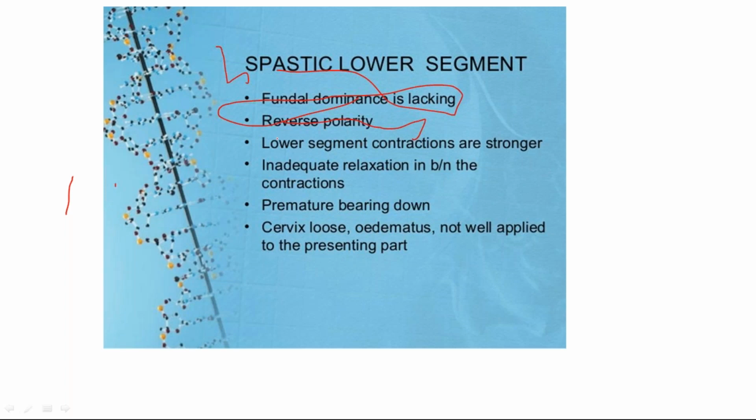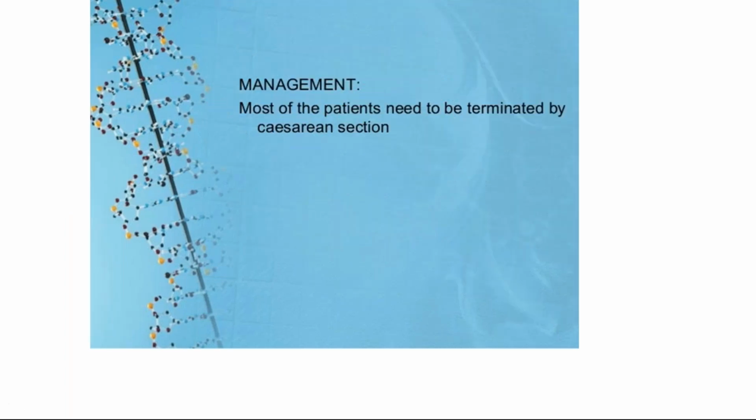The lower segment, instead of dilating and relaxing, is becoming spastic. It is contracting. There is inadequate relaxation in between the contractions. Premature bearing down will be there, but the cervix will not be dilating properly. So the cervix will be loose, edematous, not well applied to the presenting part. So management, most of the cases may need a cesarean section.